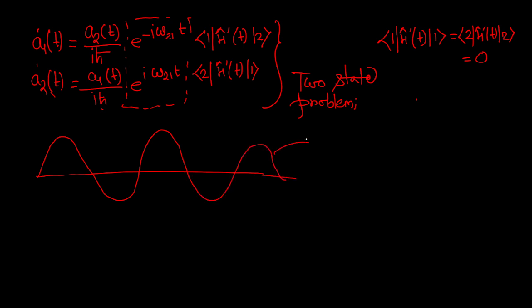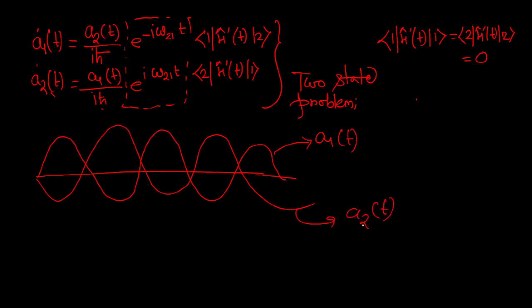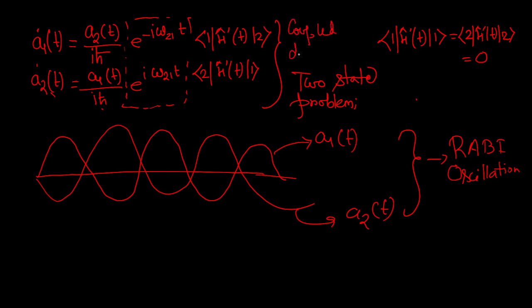If it is a1t, then a2t something like this. So both are out of phase. Okay, and that will cause something called Rabi's oscillation. On the other hand, you can see that this is a coupled differential equation.